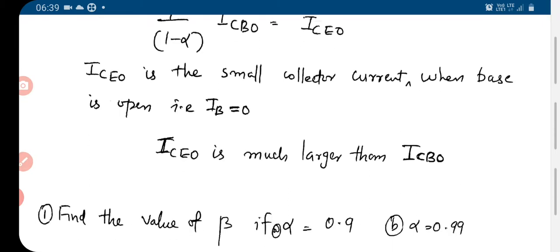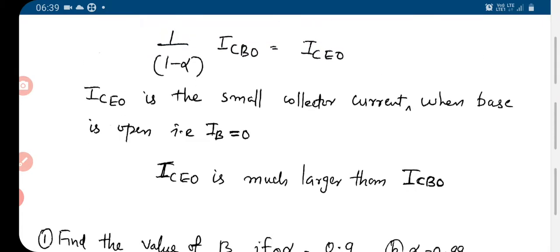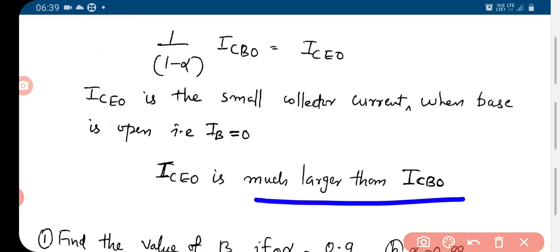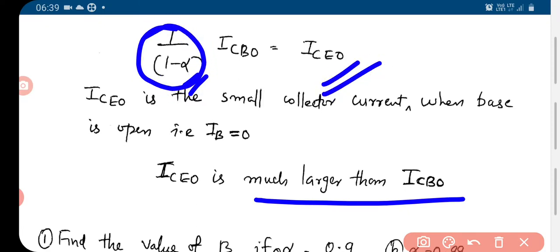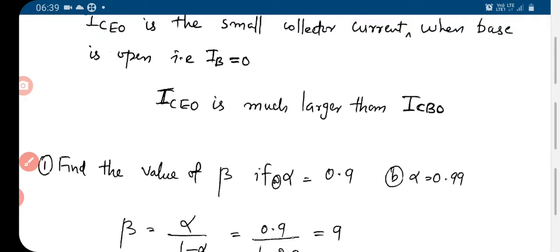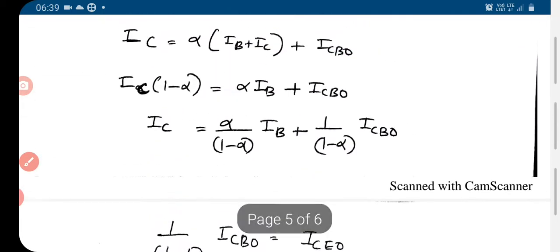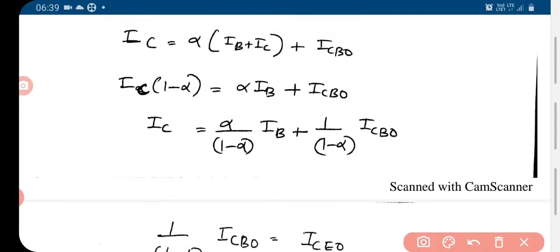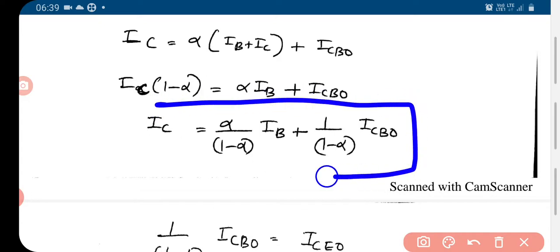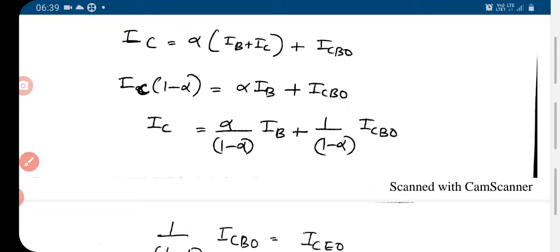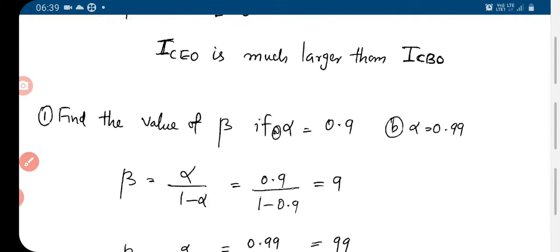This ICEO is much larger than ICBO because the value of alpha is less than 1, so naturally 1 by 1 minus alpha will be much greater than 1. So ICEO is much larger than ICBO. So this is the relationship of collector current in the common emitter connection.